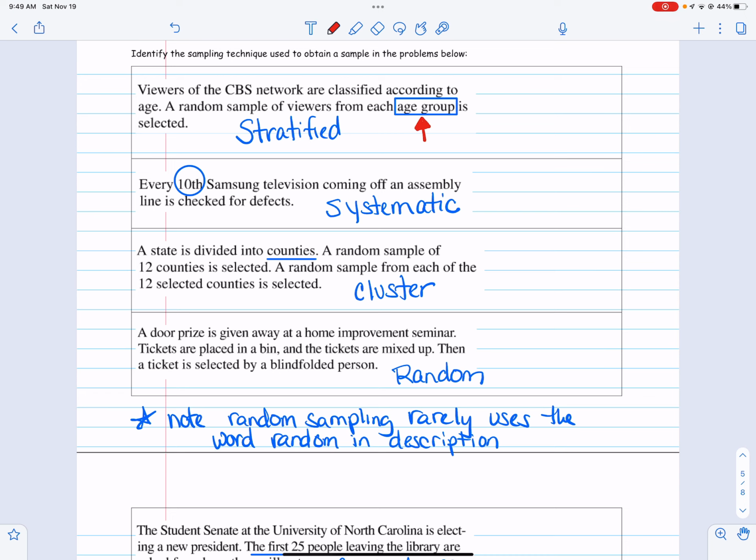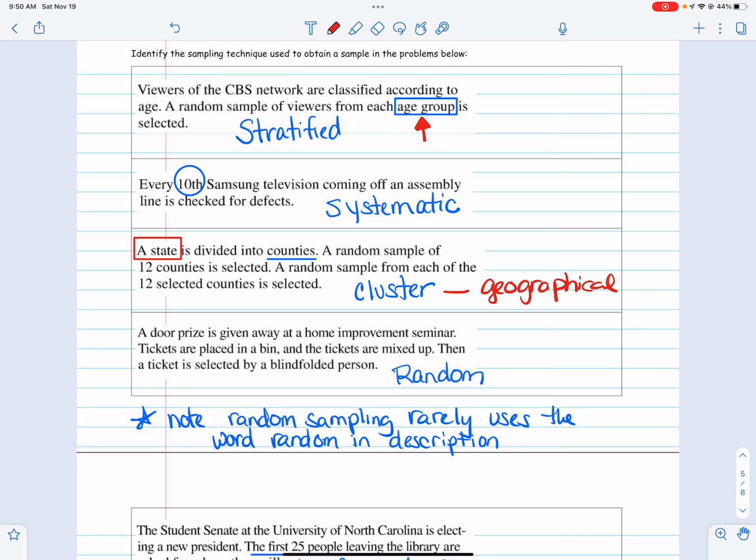The next one is called systematic, and that's a very common one. It's every nth item. In this case, it's every 10th item coming off of the conveyor belt or the assembly line. Every third item, every 5th item, every 17th item, whatever item you decide to choose, that is going to be systematic sampling. Then when we go to geographical areas, we have a state that is divided into counties, and that's going to be cluster sampling. So cluster sampling has to do with geographical areas.